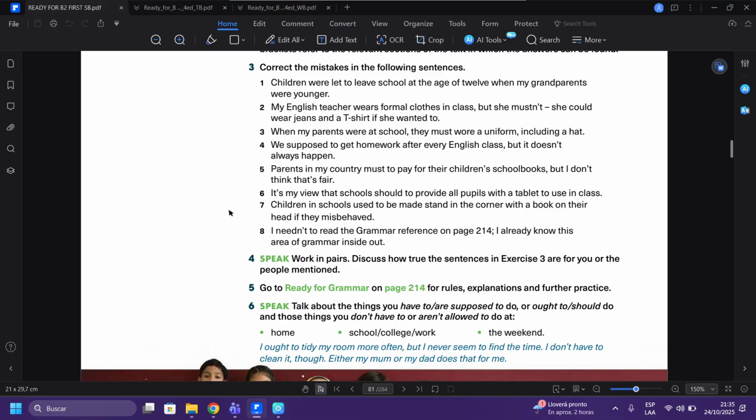It is not common to use with used to, right? It is a mistake. Were made stand in the corner with a book. In number 8, I needn't to read. Where is the mistake? It is only I needn't read, right? Without to. I needn't read the grammar reference. That is the mistake.